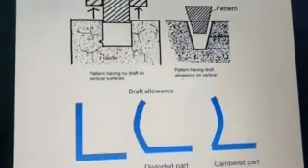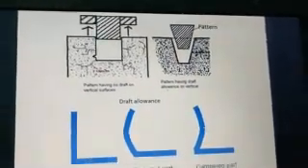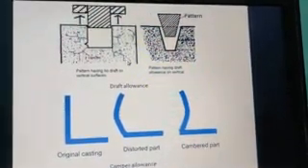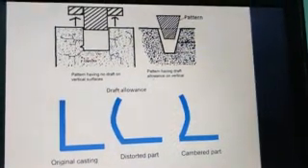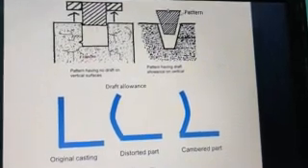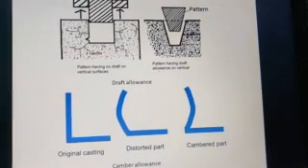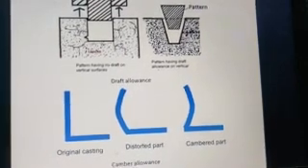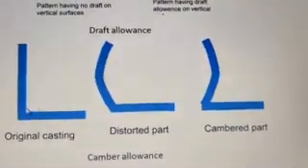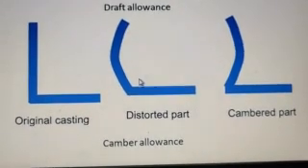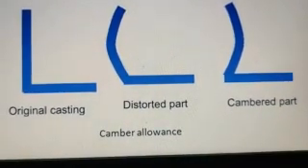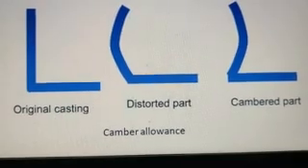We'll just have a look at the pictures of all these allowances. Here you can see the defect due to having vertical surfaces, and that can be overcome by giving the draft or taper allowance, where you can see the pattern is given a taper, and that taper ensures that there is no crack in the middle, and the end can be machined off while you finish. Then comes the camber allowance or distortion allowance. You can see the original casting here, but if the allowance is not given, you can see the distorted or cambered part. So depending on the material characteristics like the heat capacity and heat expansion, we need to make sure that we give the allowance in the right manner.